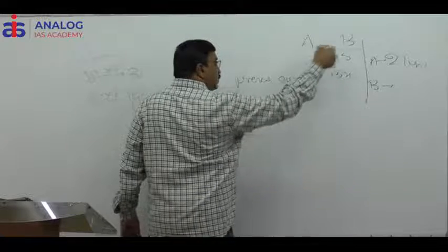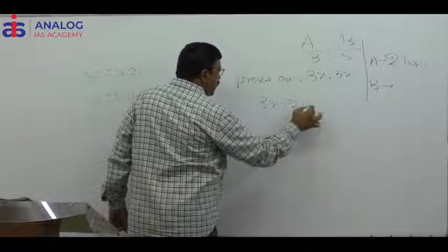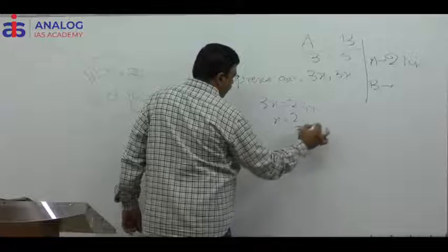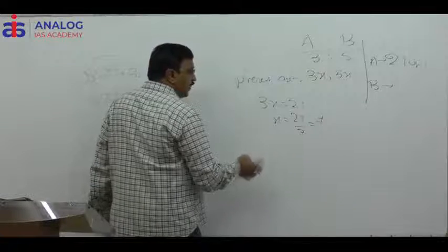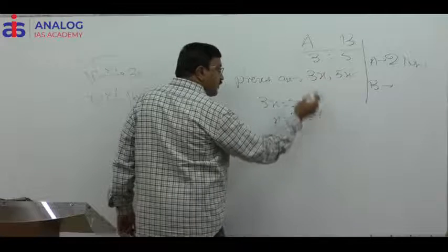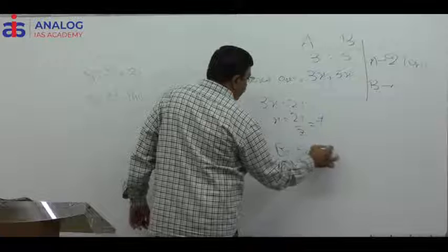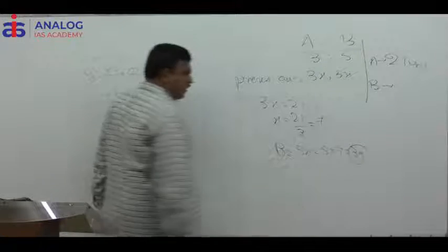So 3x is equal to how much? 21 years. So 3x is equal to 21 years, right? Then x is how much? 21 by 3, that is 7. So years won't be there in the equations. Next, x is equal to 7. So B is equal to what? It is 5x. That's why 5 into 7. This is what we have learned. How much is it? 35 years.